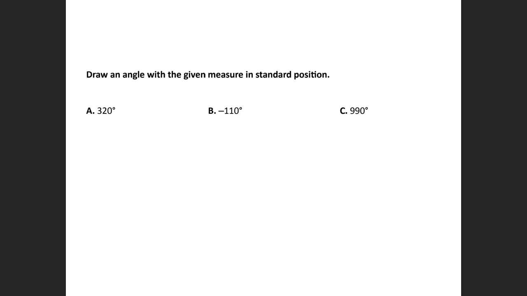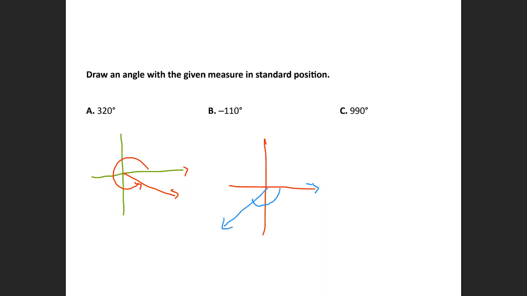So in this problem here, it says draw an angle with the given measure in standard position. Standard position is the x-axis. Okay, so if I wanted to draw 320 degrees, this is my initial side here, I'd go all the way around. So this is 90, 180, 270. So someplace right around in here, this would be a 320 degree angle. Negative 110. Well, if I'm going to do negative 110, guess what? I have to go clockwise now. So this is my initial side still, but I'm going to go this way. So that's 90. So this is about negative 110.